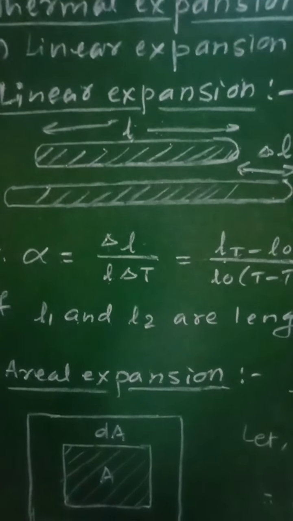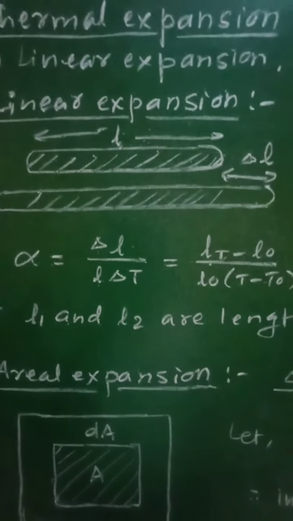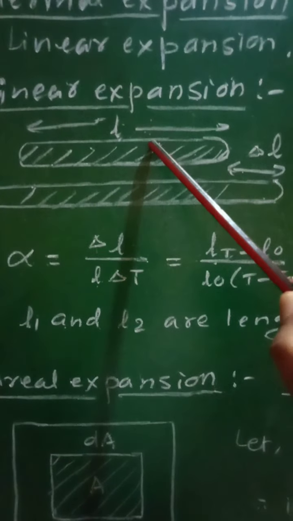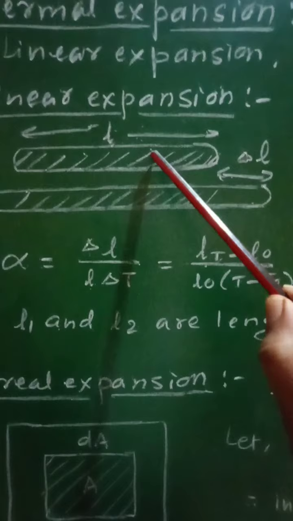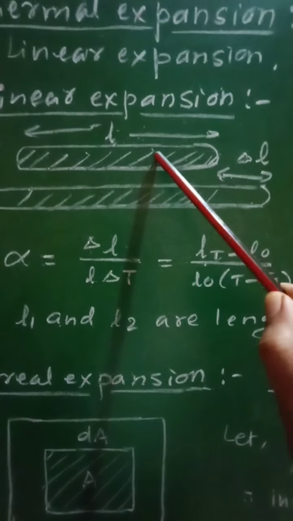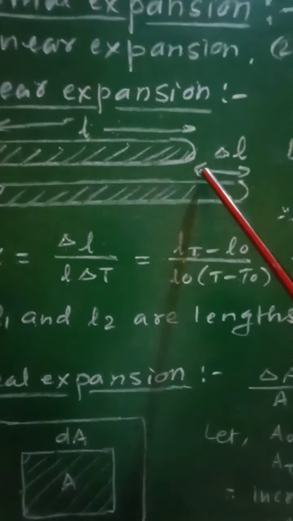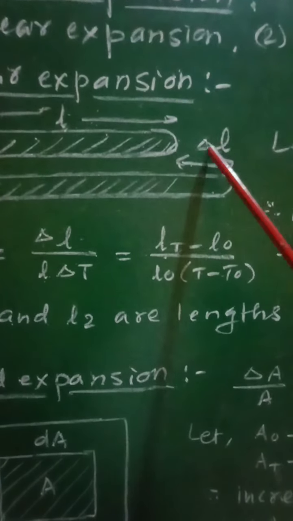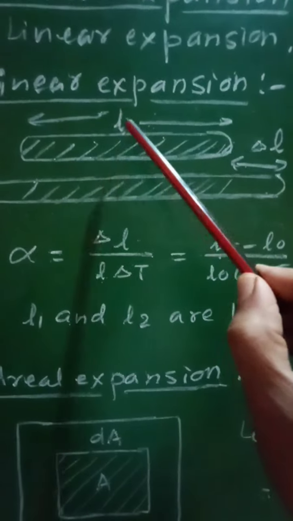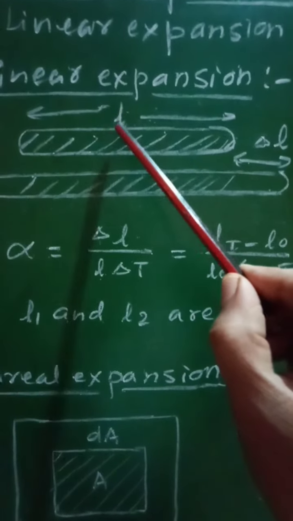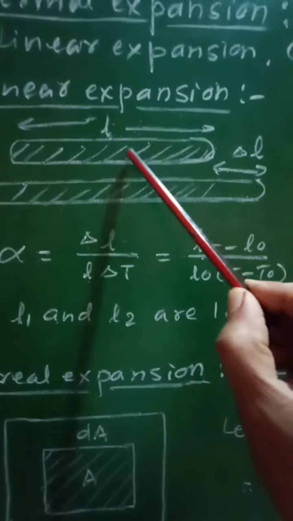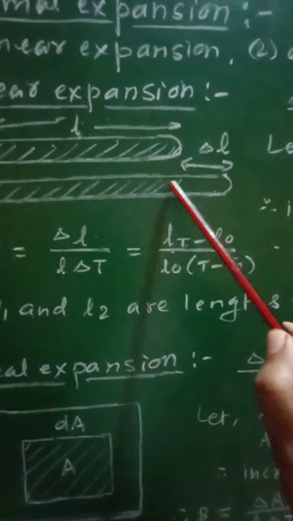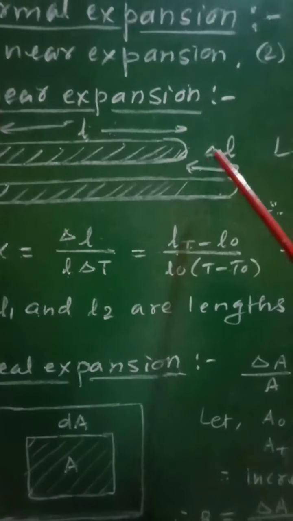So in order to explain this linear expansion, let us consider a rod of length L. When there is a change in temperature, that is delta T, supplied to this rod, at that time there will be an increase in its length, that is equal to delta L. That is, the original length of this rod is L, and when there is a small change in temperature delta T, at that time there will be an increase in its length, that is equal to delta L.